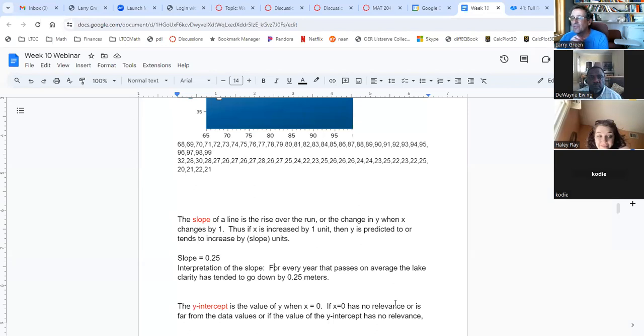Okay, other times the y-intercept will have no relevance is if it doesn't mean anything to say 0. So for example, let's say you looked at a regression line for maybe how old somebody is and how fast they drive. Okay, what's the problem with the y-intercept?